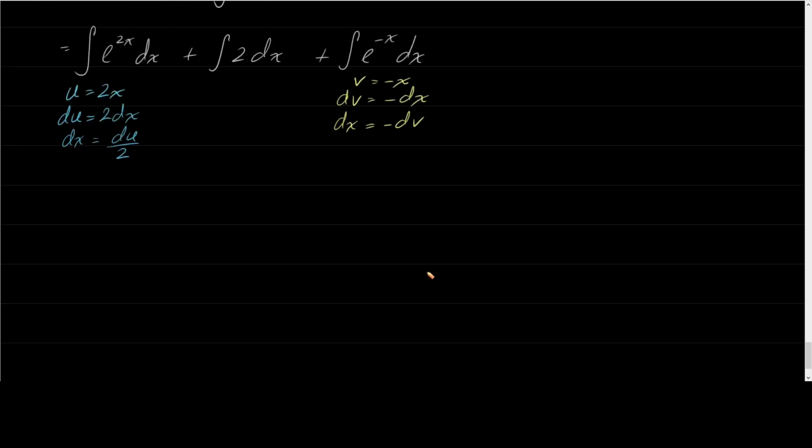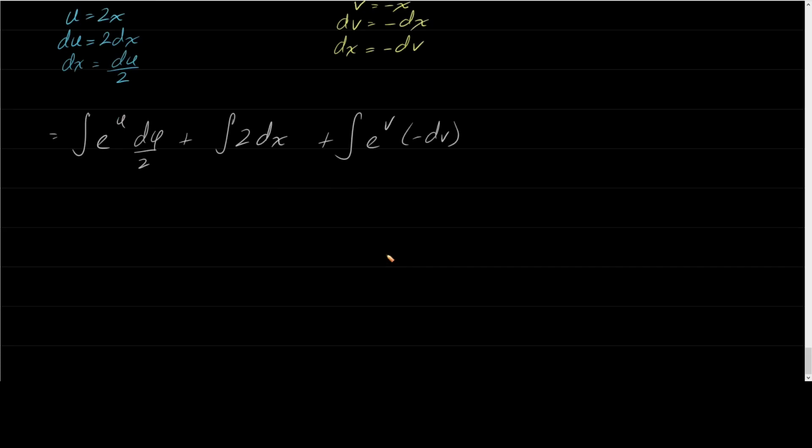All right. Now, why do I want that? Because now I can rewrite this integral. So I have really the integral of e to the 2x. 2x was my u. dx was du over 2. Plus the integral of 2 dx. Plus the integral of e to the v. Right, that negative x was my v. And then dx is negative dv. So times negative dv.